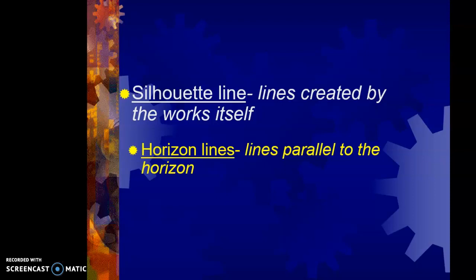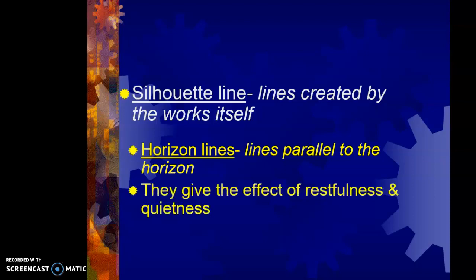Okay, different types of lines as far as direction. Horizon lines. These are lines that are parallel to the horizon. Now, what you may not have ever heard of, but lines have feelings. And what I mean by that is they personify and make us think of certain things. So horizon lines give us the effect of restfulness, quietness, peacefulness.